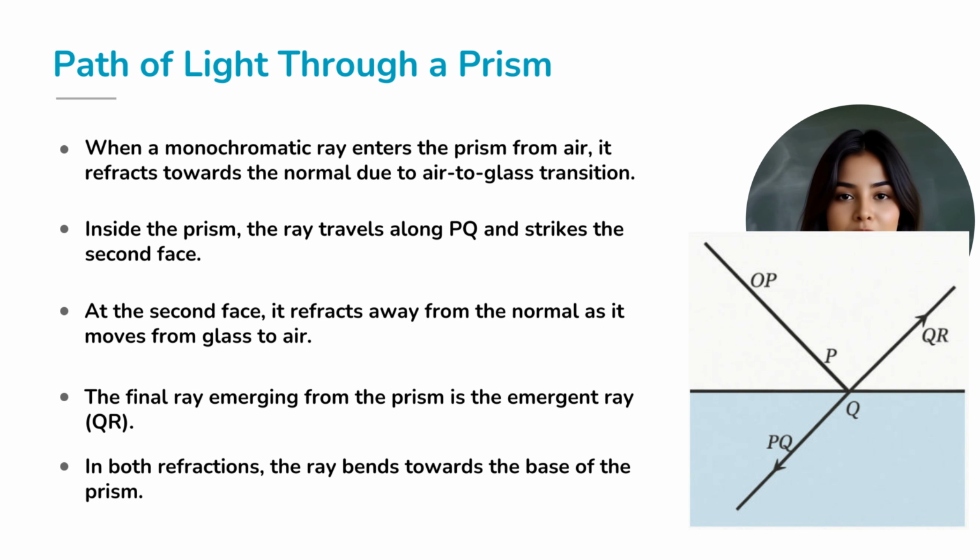If you observe its direction, you'll see that in both refractions, the ray bends towards the base of the prism. This double bending is what causes the change in the ray's overall direction, something we call deviation.